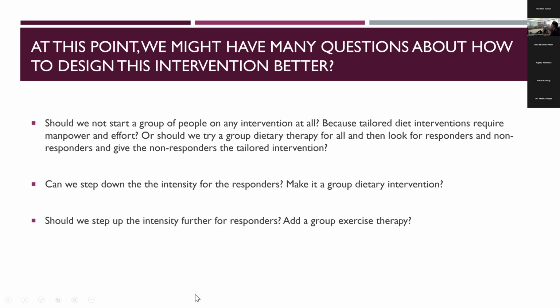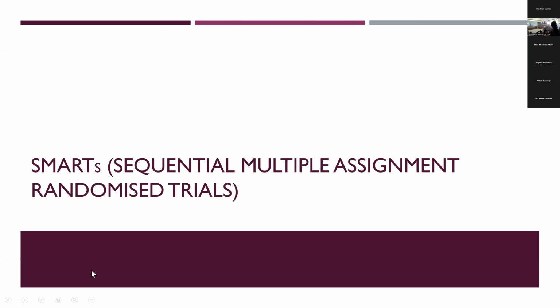So these are all questions that you could have, and this is why SMARTs were designed. So SMART stands for Sequential Multiple Assessment Randomized Trials. They are a sequence of adaptive interventions with multiple stages of randomization, which are designed to assess efficacy of a set of interventions against another.